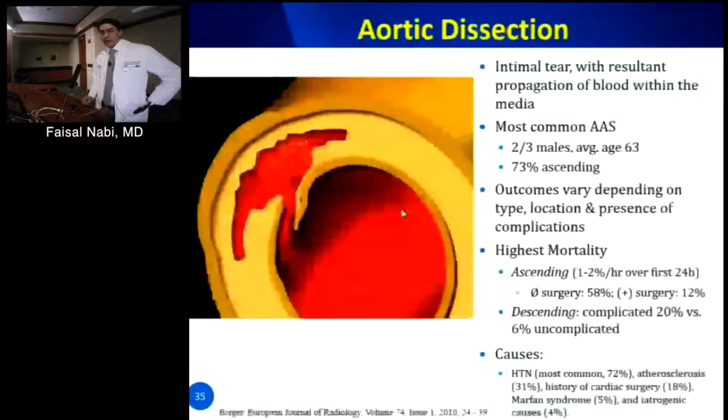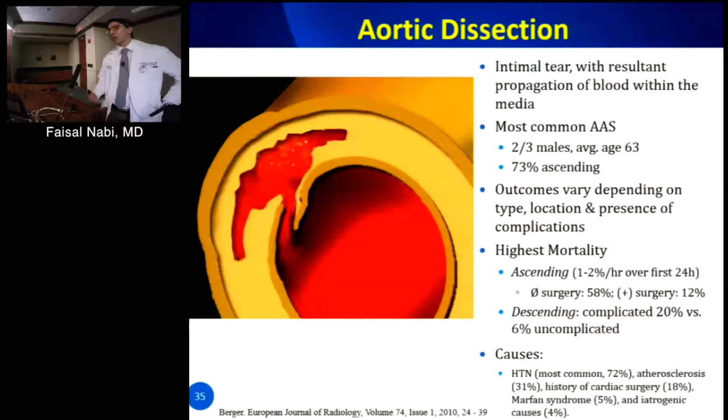So aortic dissection, what is an aortic dissection? Aortic dissection is really an intimal tear with a resultant propagation of systolic blood into the media of the vessel. It's the most common cause of acute aortic syndromes. About 66% tend to be male, elderly men, and 73% involve the ascending aorta.